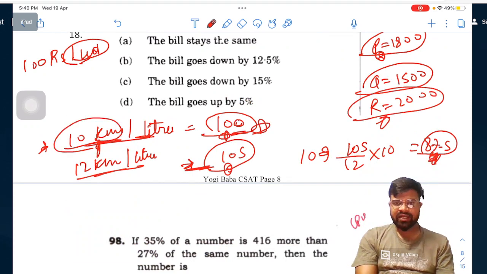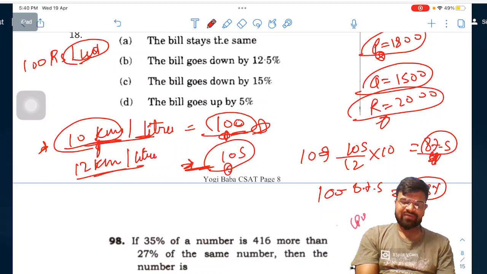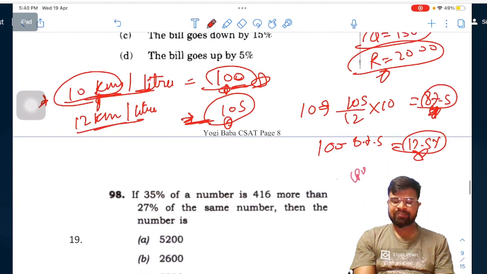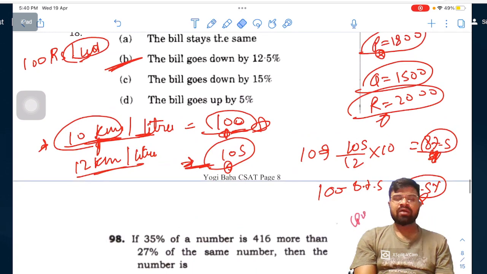rupees for 10 kilometers. So how much money is he saving? 100 minus 87.5, that is 12.5 rupees. This 12.5, when we talk in absolute terms, means his bill is getting shorter by 12.5%. So this is how you will do it.